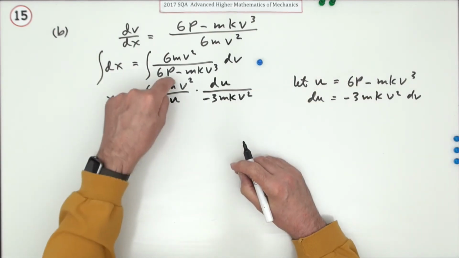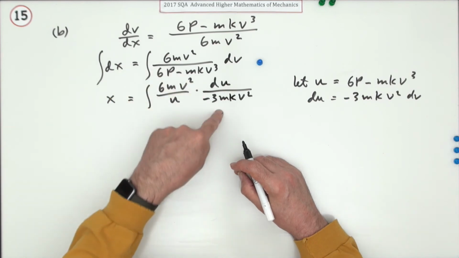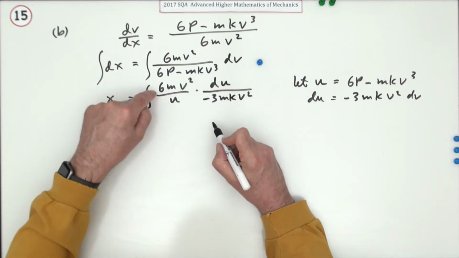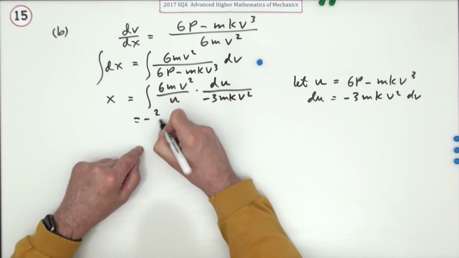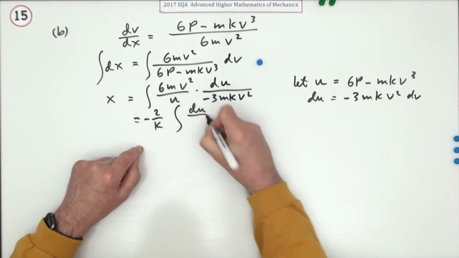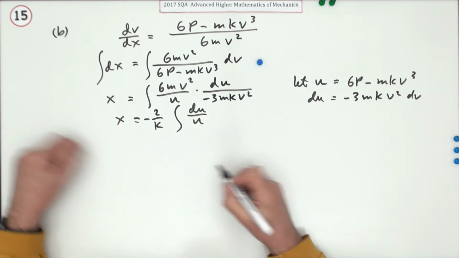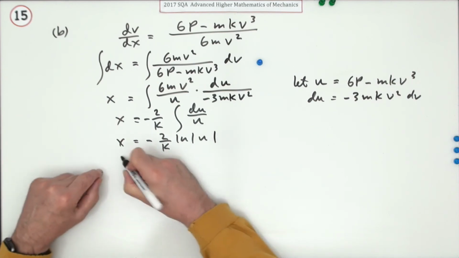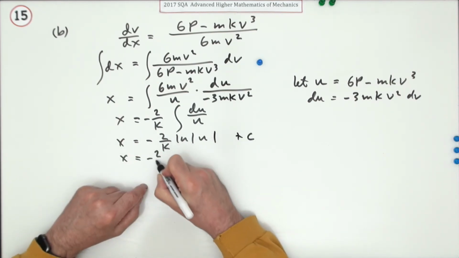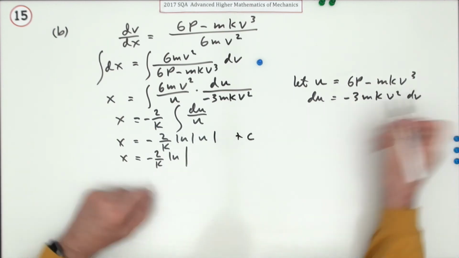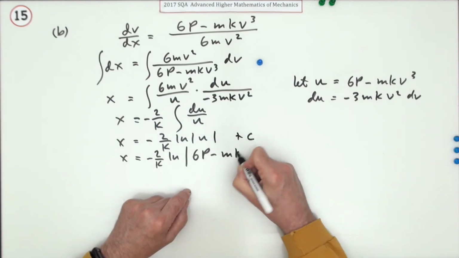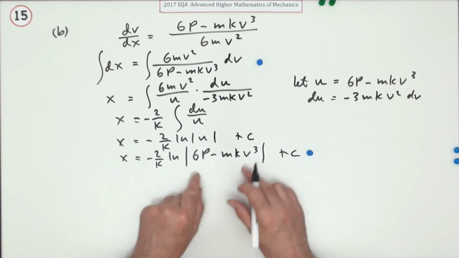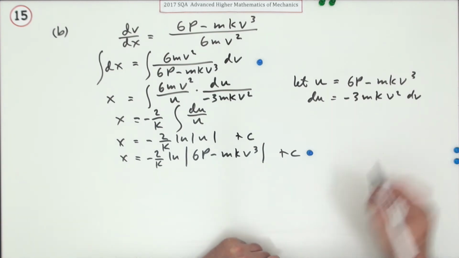Look, see, there's that same thing again. There's the numerator over the derivative of the denominator to give the multiple. That all cancels out. You're left with negative 2 on top and k underneath. Negative 2 upon k times the integral of du over u. So that means it goes to negative 2 upon k times ln of u plus c. So negative 2 upon k ln of the whole thing, 6p minus mkv cubed, plus c. There, that was the long way round to get to the same result. Now I need to find c. I think I'll just do that here.